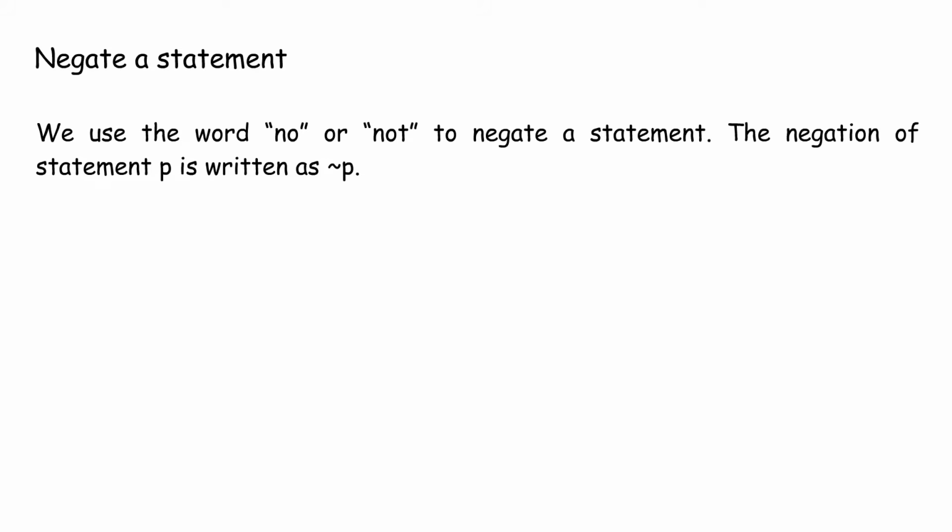Negate a statement. We use the word no or not to negate a statement. The negation of statement P is written as not P. The truth values change from true to false, or vice versa through the process of negation.